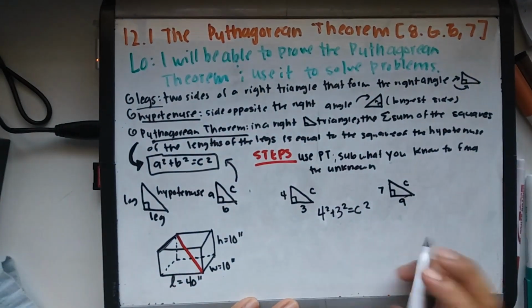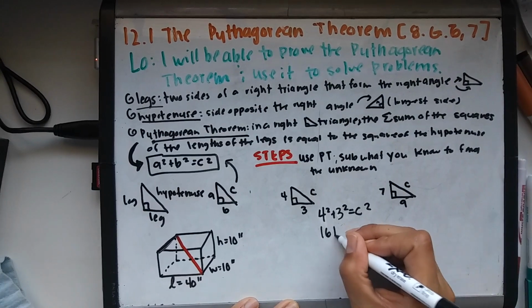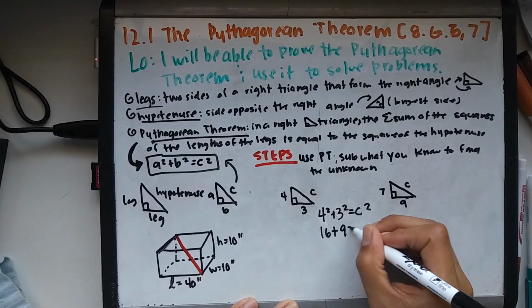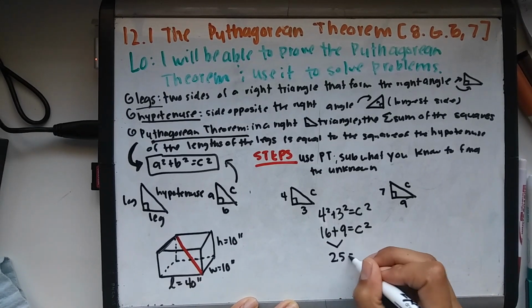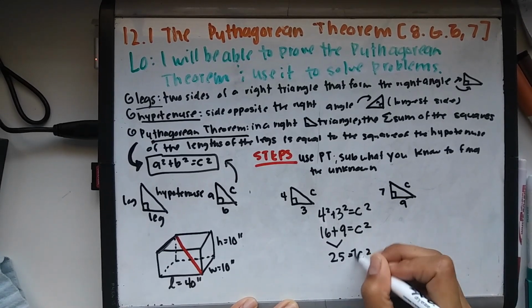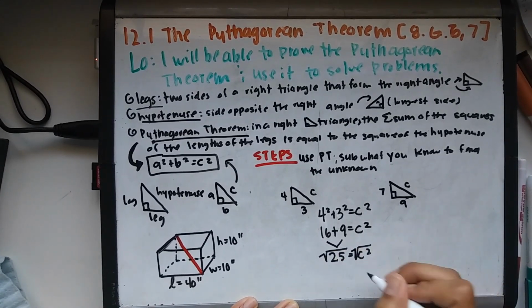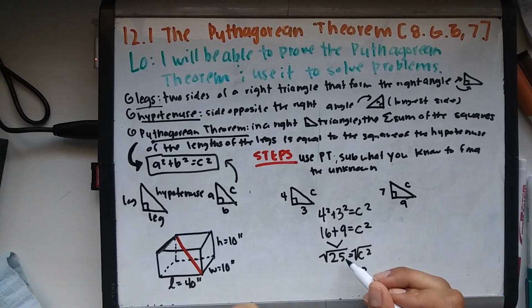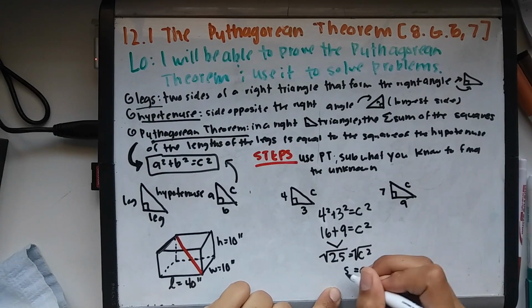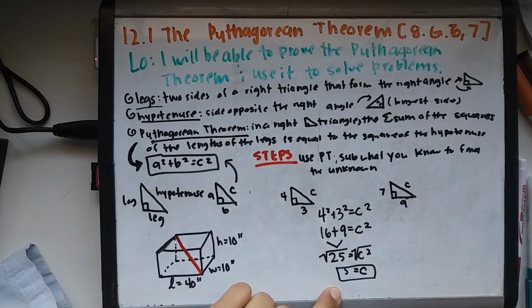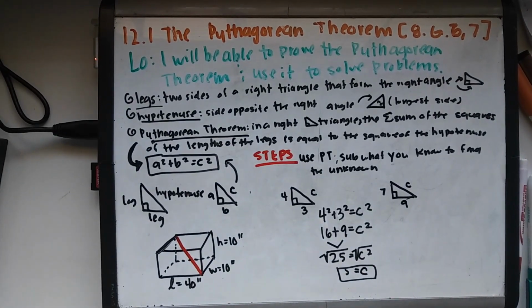And then I'm going to square this. 4 squared is 16, because that means 4 times 4. 3 squared is 9, and then I have c squared. Add these, and that's 25 equals c squared. The opposite of squaring is the square root. So when I do something to one side, I do it to the other side. This is saying one number multiplied by itself gives me 25, and the answer is 5. So in this case, c is 5.